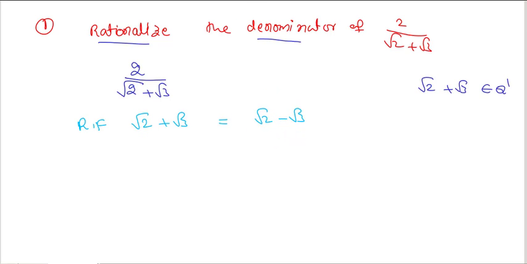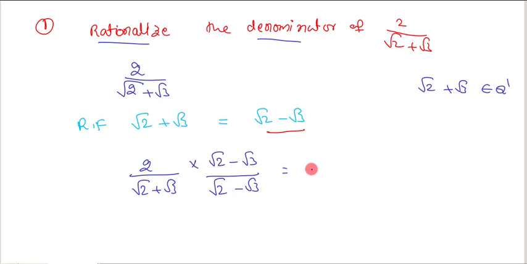So, once you get the rationalizing factor of the denominator, the given number should be multiplied and divided by it. That means this should be multiplied by the rationalizing factor of the denominator, that is root 2 minus root 3, and divided by root 2 minus root 3. On doing so, you get 2 into root 2 minus root 3 over, in the form of root a plus root b into root a minus root b, which can be written as under root 2 square minus under root 3 square.